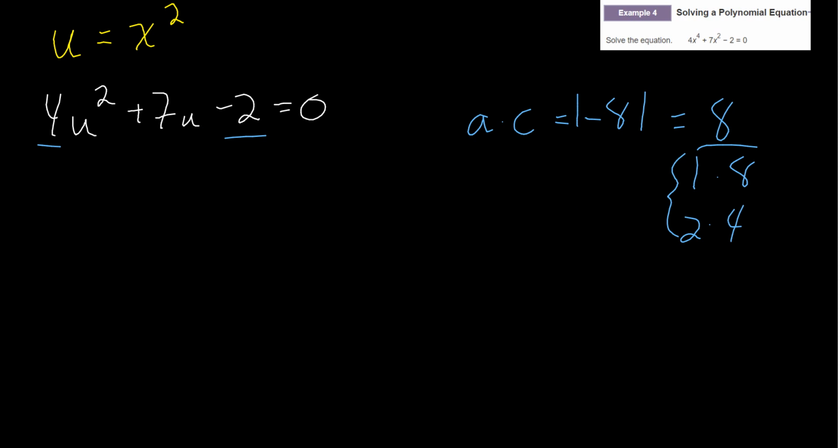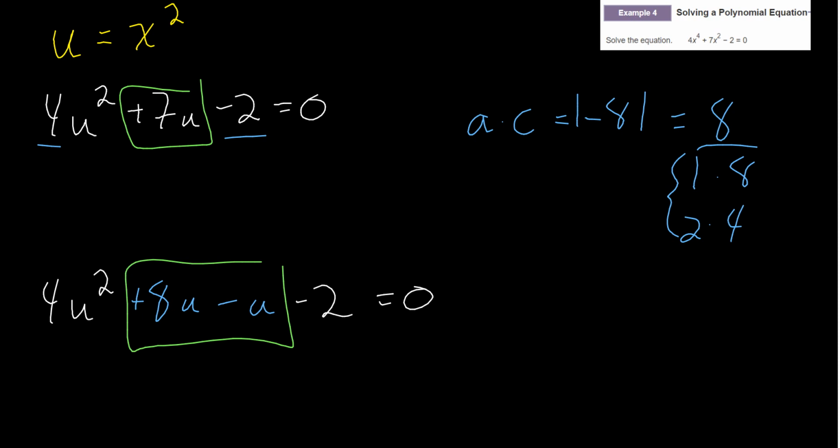So what I'm going to do is I'll rewrite it down here so I can just erase it easily, with 4u squared, and then plus 8u, and then a minus u minus 2 is equal to 0. And again, notice how 7u is the same, I mean, all I did was just split it up, right? It's kind of like saying negative 2 is minus 1 minus 1. All I did was split that 7u up into an 8u and a negative u.